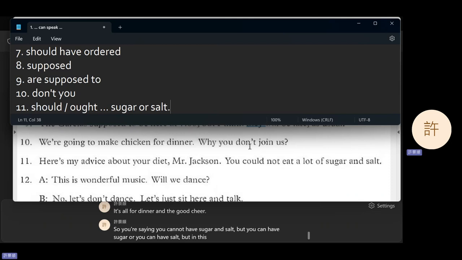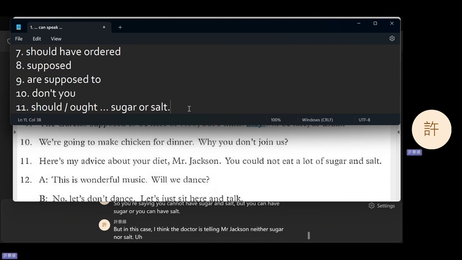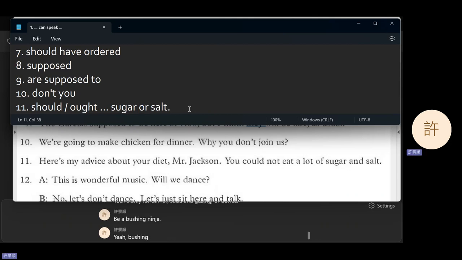But in this case, I think the doctor is telling Mr. Jackson neither sugar nor salt. So the fastest way to do this is to use or. If you negate with or, that means neither one singular and also not the combination. 如果你否定的时候把and改成or 代表说个别不行,两个加起来也不行。 And in this case, the word diet does not mean Mr. Jackson wants to lose weight. Diet just means the food that you eat.